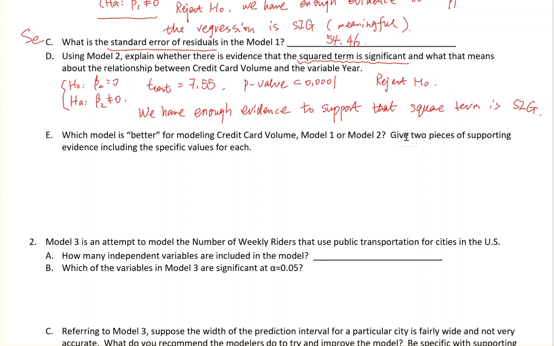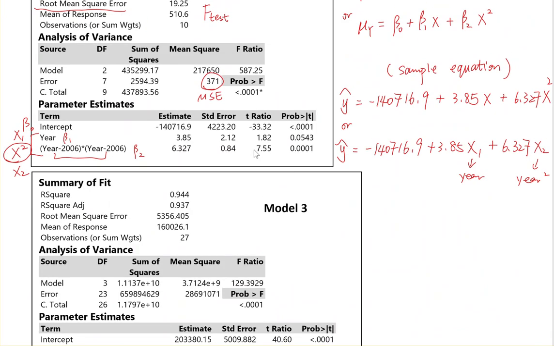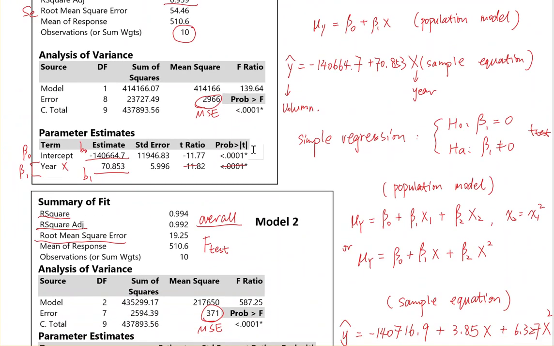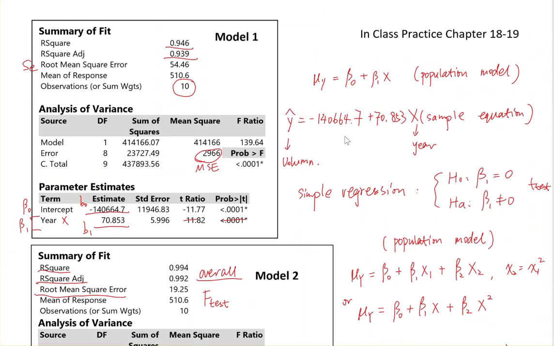or Model 2? Give two pieces of supporting evidence, including the specific values for each. All right, so we want to compare the Model 1 and the Model 2. Let's come back to the output. All right, so if you want to compare these two models, what do you need to compare? Can you compare R-square?